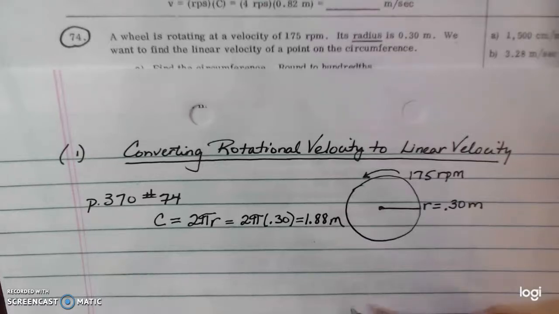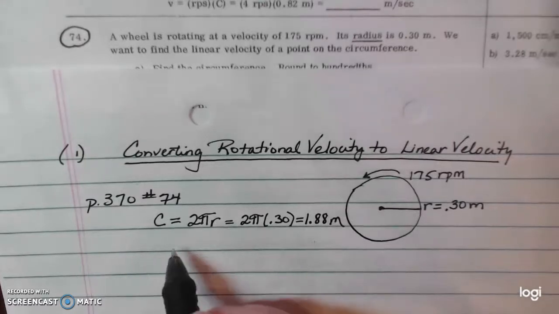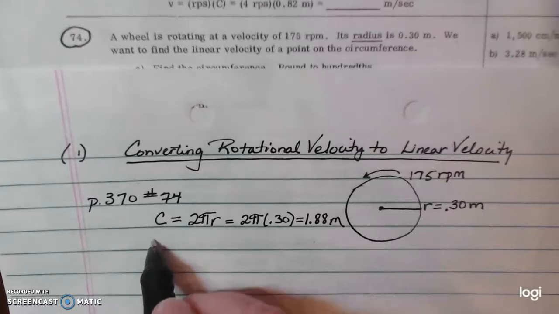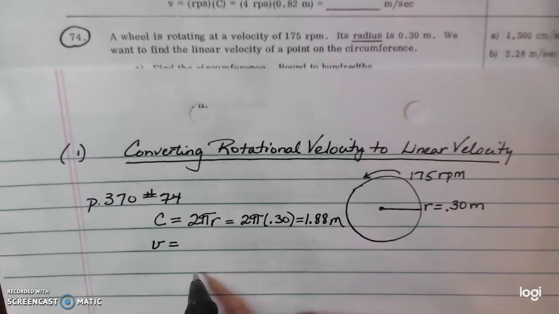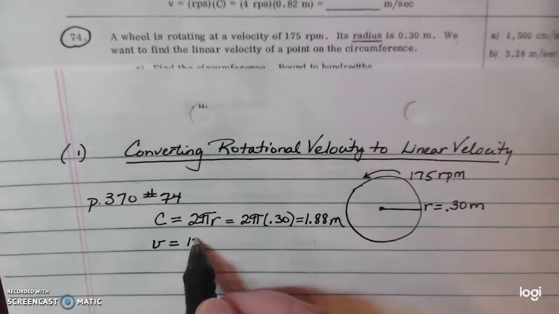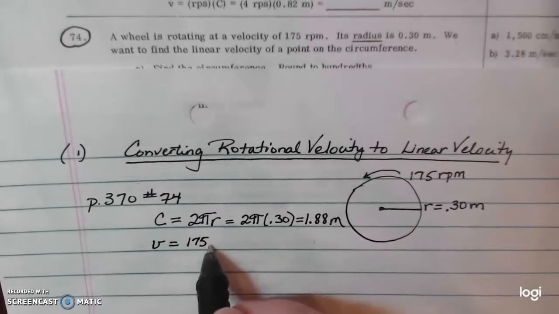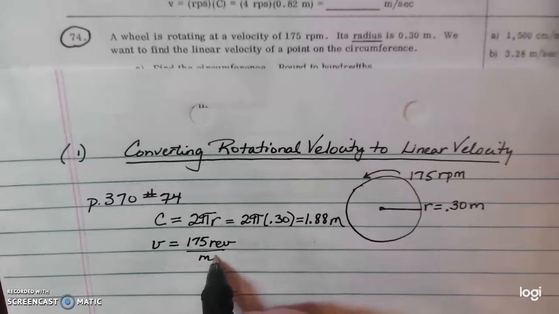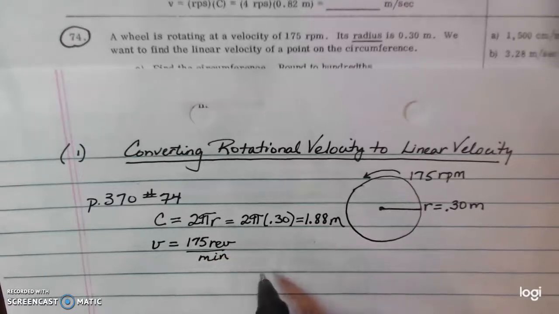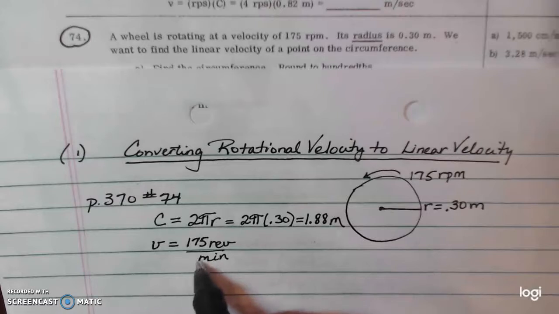Now to find linear velocity from rotational. So remember that linear velocity we represent with the stylized v. And let's write down what we know. 175 revs per minute. And we're asked to find linear velocity. I don't think they told us what units, so we're going to leave it in terms of minutes.